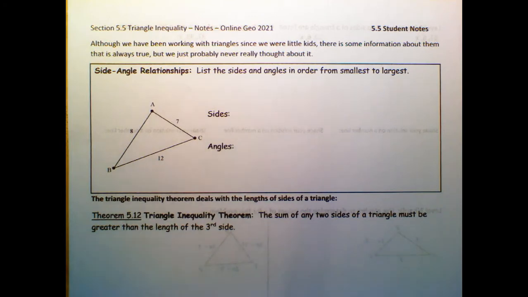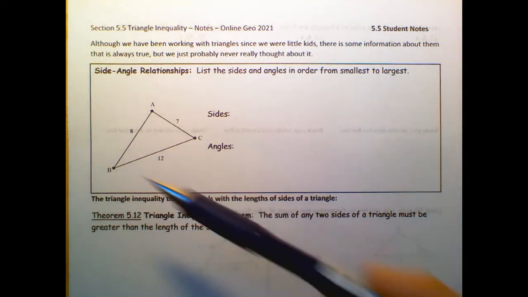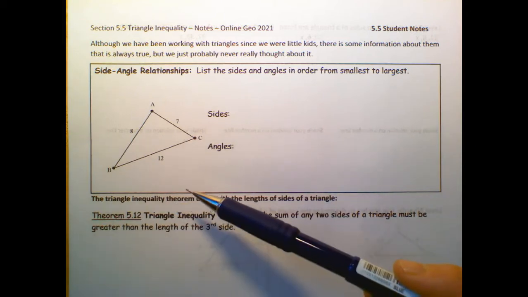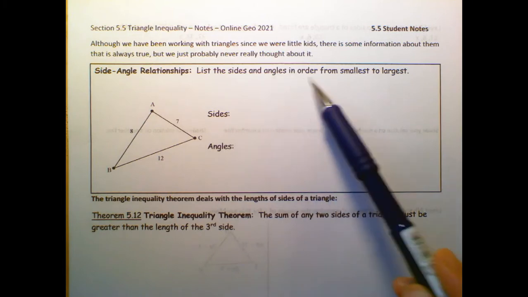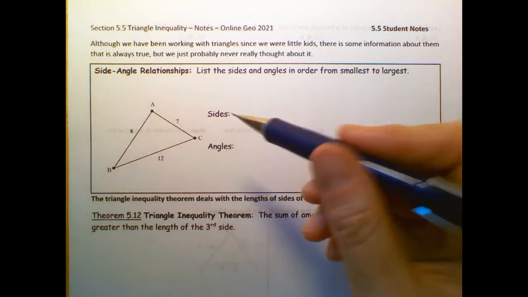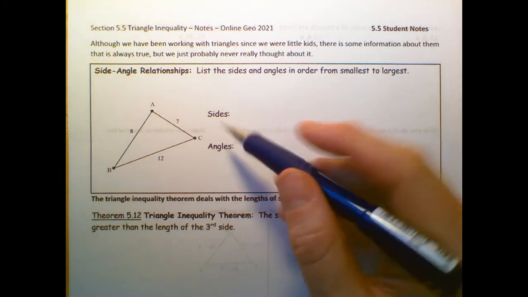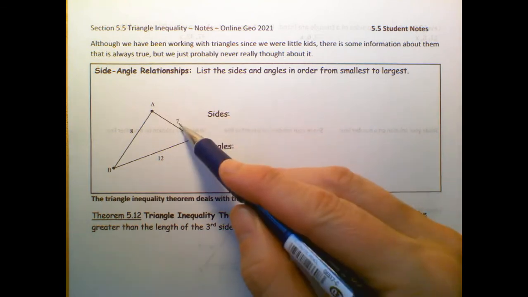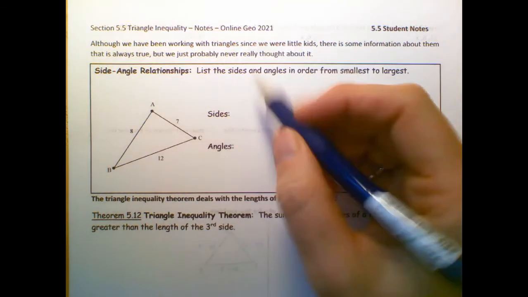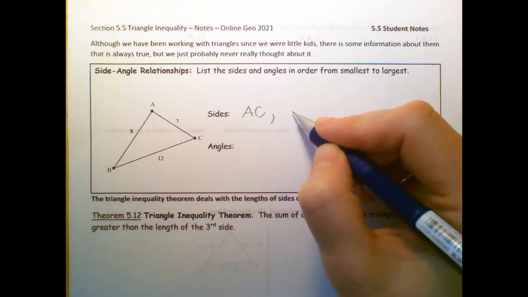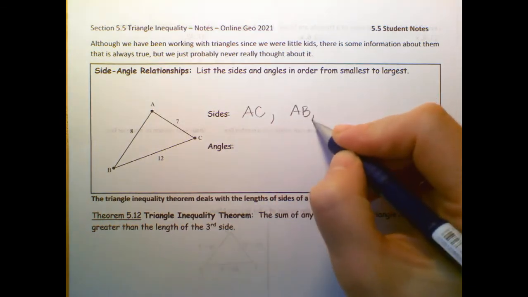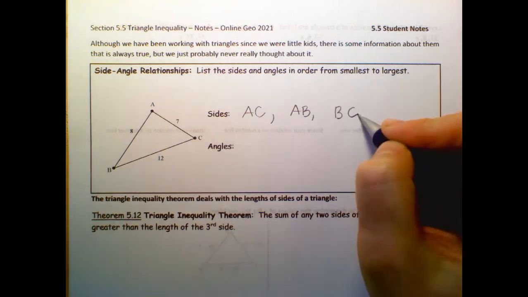So the first thing we're going to talk about is the relationship between the lengths of the sides and the sizes of the angles. We're going to go ahead and list the sides and angles in order from smallest to largest. It's easy to do the sides because they have numbered lengths on them. So we can see that AC is the smallest side, then AB, then BC.